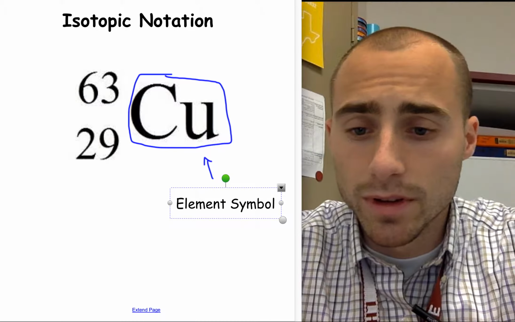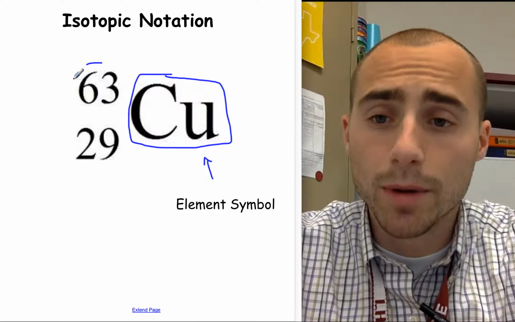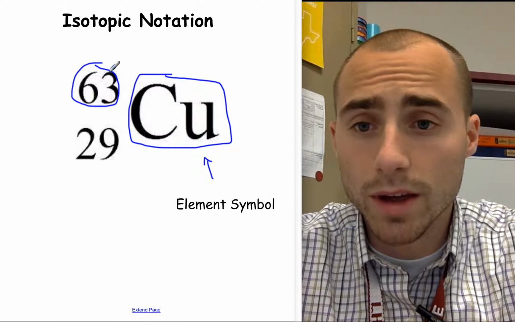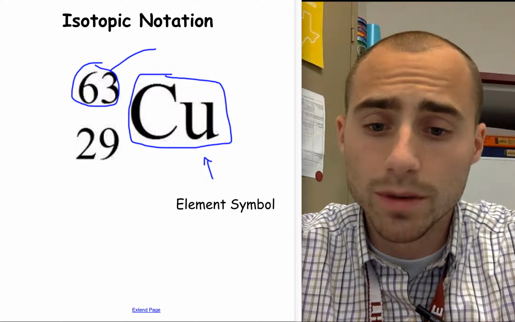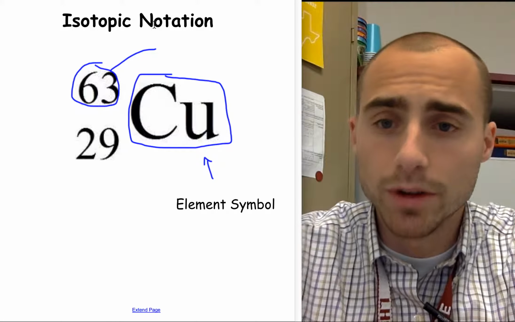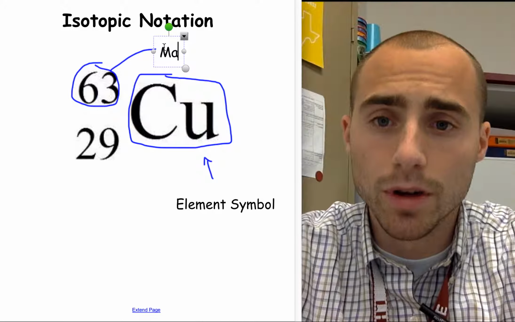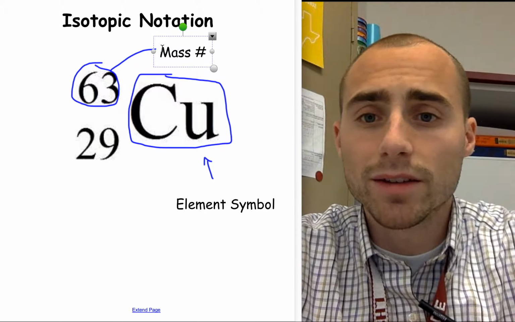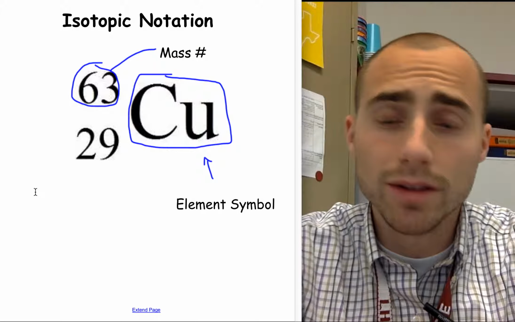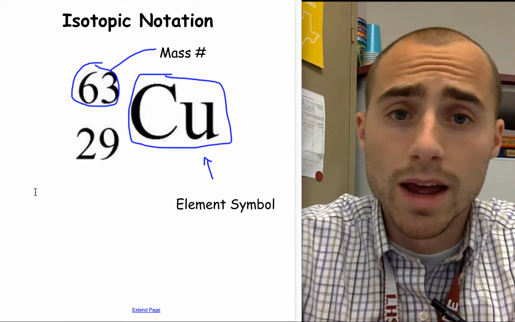Then after you write the element symbol, we have two other things here. On the top left, always in the same location, is the mass number. I know it's a little different than it usually appears on the periodic table, but in isotopic notation, the mass number goes on top. Remember, the mass number is the protons plus the neutrons, and that can change.